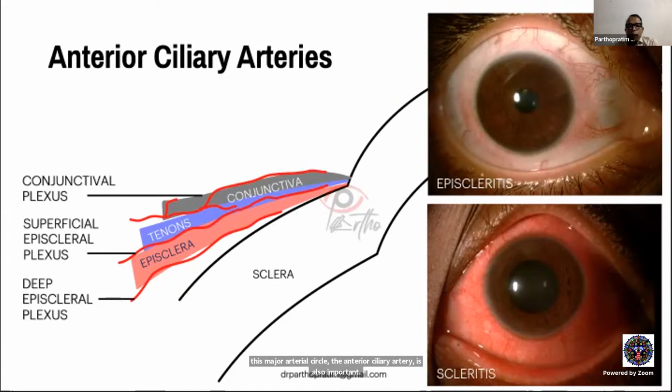Why? Because they supply the sclera and the conjunctiva by giving the conjunctival branches and forming the superficial and deep episcleral plexus. These plexuses are very important, as you know that in episcleritis, the superficial episcleral plexus is involved, whereas in scleritis, the deep episcleral plexus is involved.